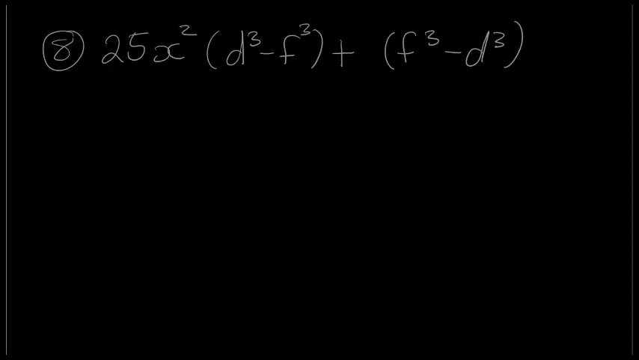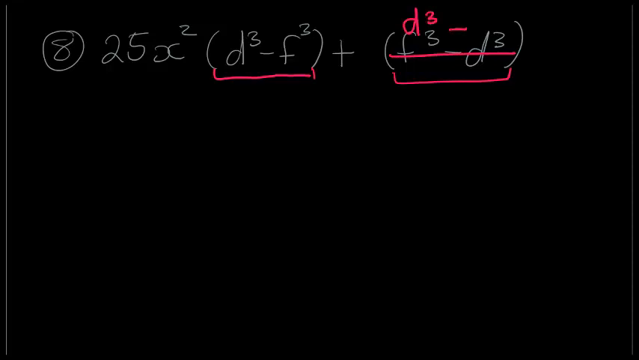Okay, question 8. 25x² multiplied by (d³ − f³) plus (f³ − d³). So what do we notice here? We are looking for a common factor. Now I would say that my brackets are common factors, right? But this one is d − f and this is f − d. So how do I make these look the same? In order for them to look the same, I can swap them and change the sign.